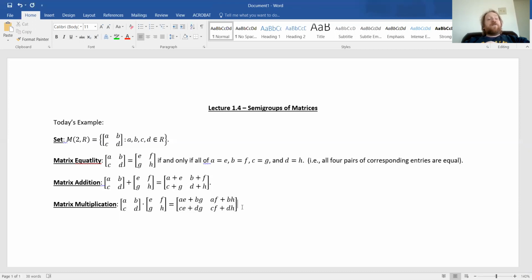In the rest of this lecture, I am going to examine matrix multiplication. I will first prove that matrix multiplication is not commutative, but then I will prove that it is associative, that it is well defined, and that M2R is closed under matrix multiplication. And that will be what we do today.